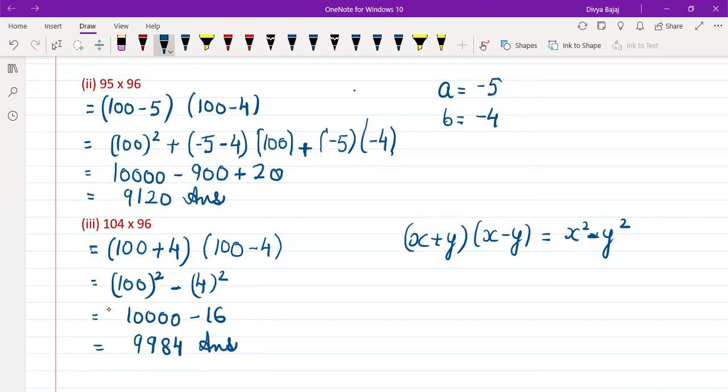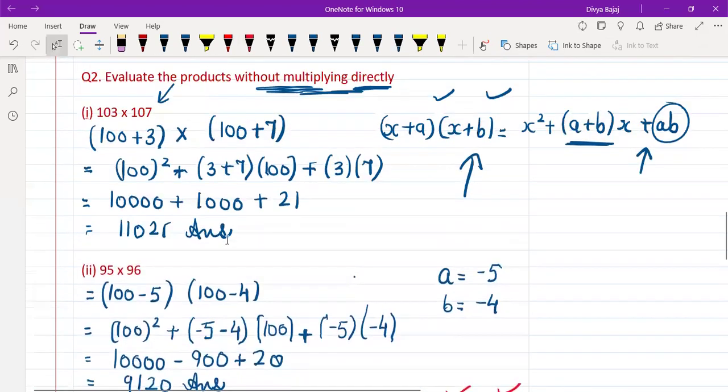So in both the parts that we did today, we have used different identities. Basically, we used two identities in both the questions. One identity is this one which we used, x plus y into x minus y, which gives us x square minus y square. And the other identity that we used in a few questions is this one, x plus a into x plus b will give us x square plus a plus b of x plus ab. I hope this video will explain both the questions of exercise 2.4.